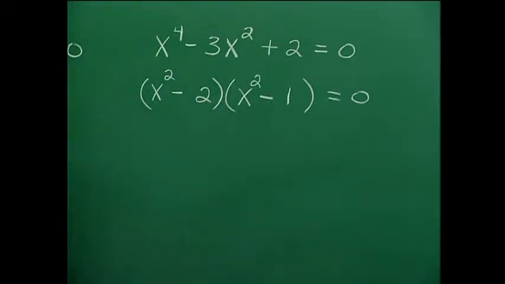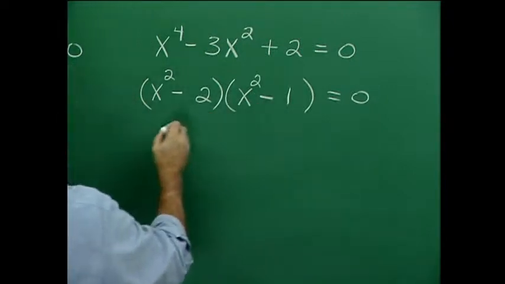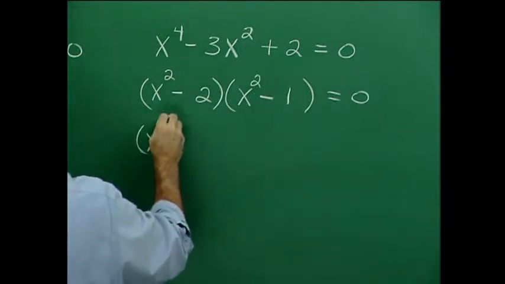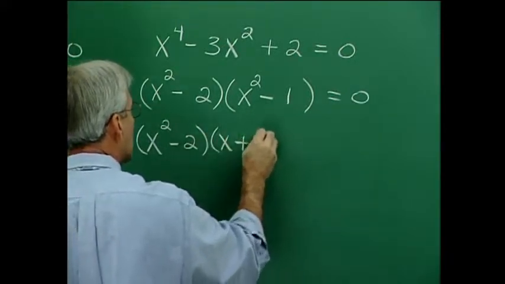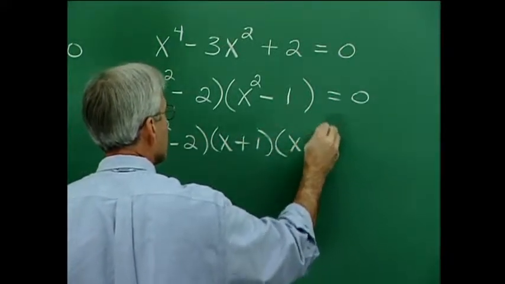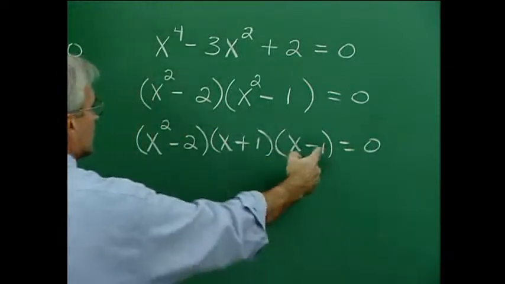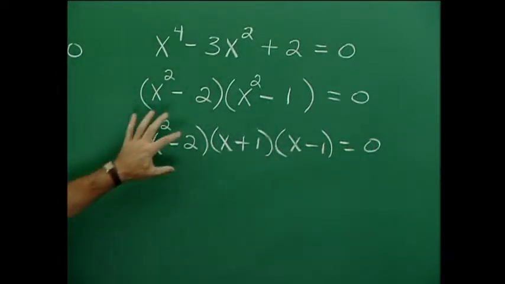Now we would try to factor further. Well, we can factor here because it's a difference of squares. So we'll bring down x squared minus 2 and factor this into x plus 1 times x minus 1. Well, it's easy to identify the solutions involved in those factors, but what about here?